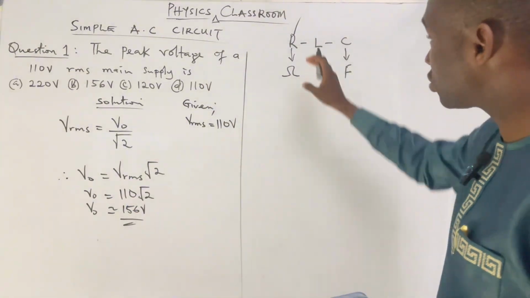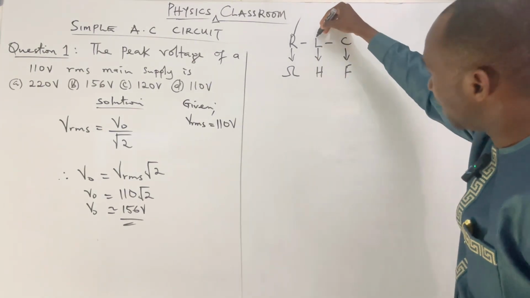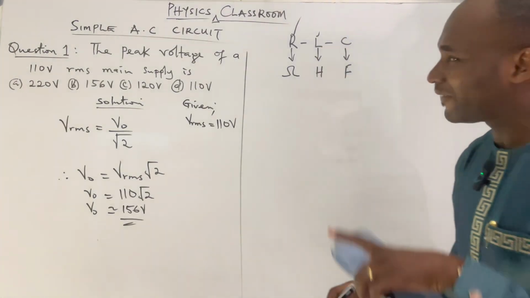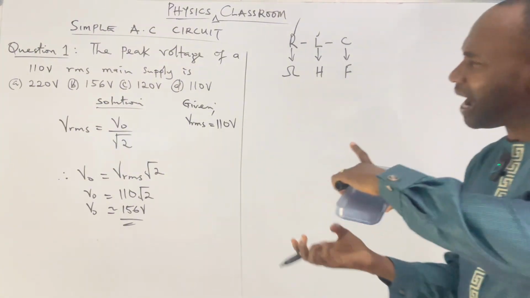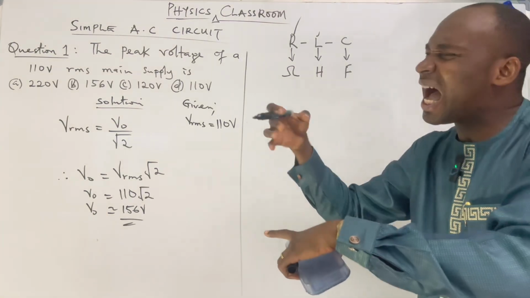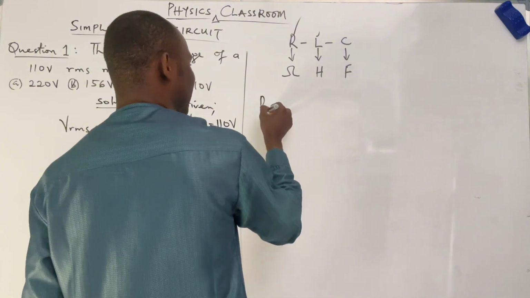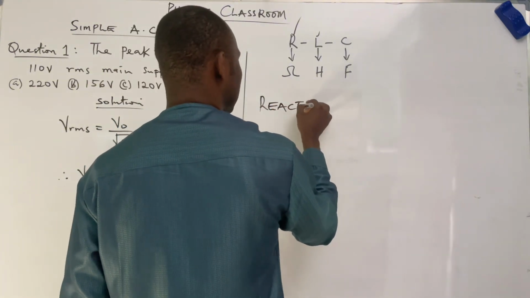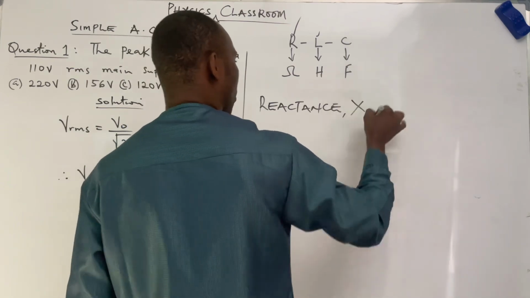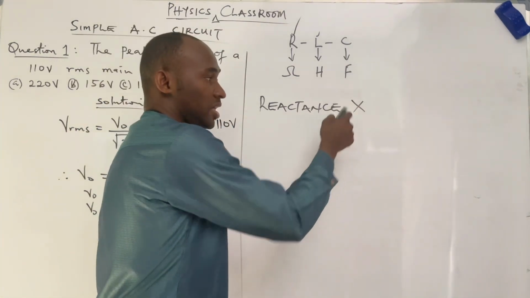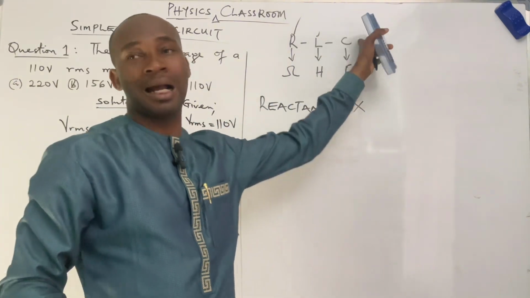Resistor is having resistance. Inductor is not having resistance. Neither is capacitor having resistance. So we are going to consider something that will act in place of a resistance. And that's what we call the reactance. This reactance is symbolized by the symbol X. It serves as a resistance in inductor or capacitor.